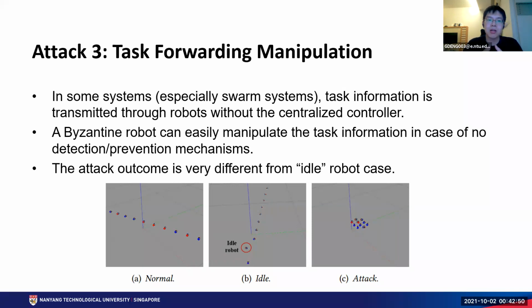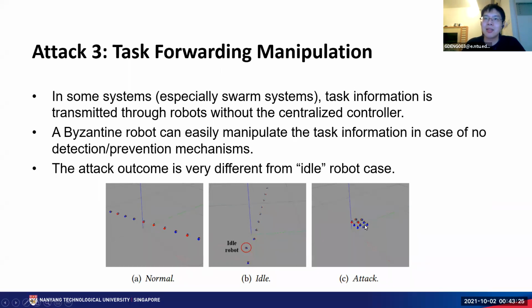The attack outcome is very different from a single robot failure case, where one robot is not functioning. Let's see the following example. Originally, we want the robots to form a line. This is the normal case. And in case that one robot is idle, or in our case, not functioning at all, we can see that the other robots can still form a line based on the relative positions to the other robots. And they try to form a line to cross this idle robot so that the final result is still correct.